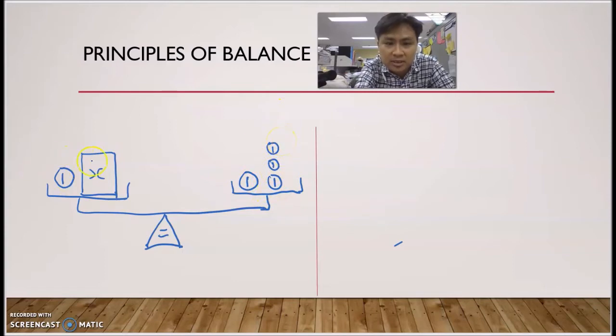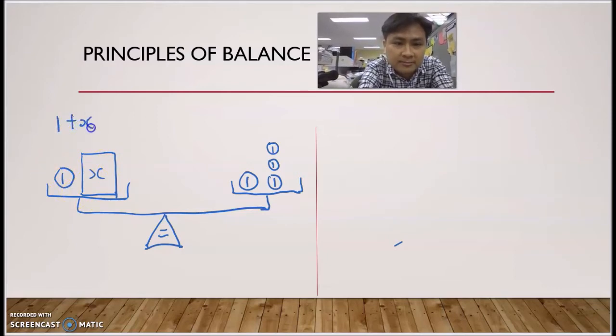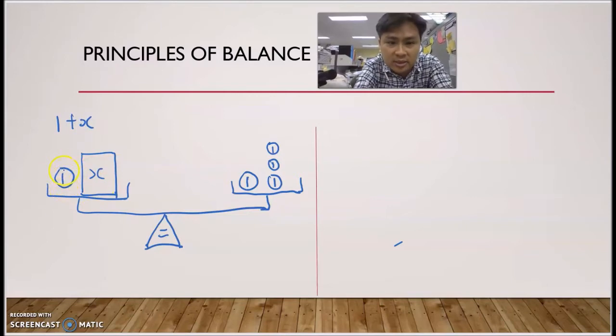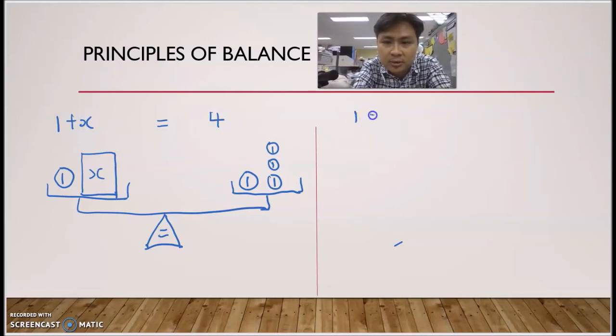If I translate this to an equation, the left side will be 1 plus X. Can we see that? It's a 1-cent coin plus X, a mystery number of coins here. Now this center is our balance, so it's like an equal sign. Over here we have 4 1-cent coins. So this will be like a question: 1 plus X is equal to 4. So we can do the workings here.